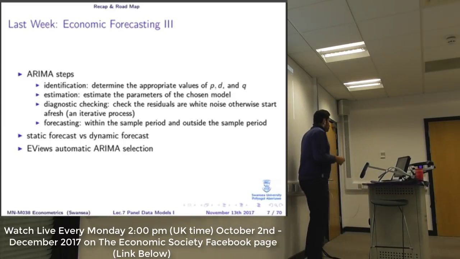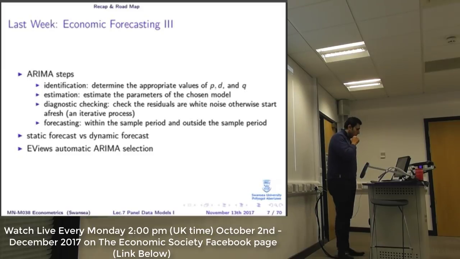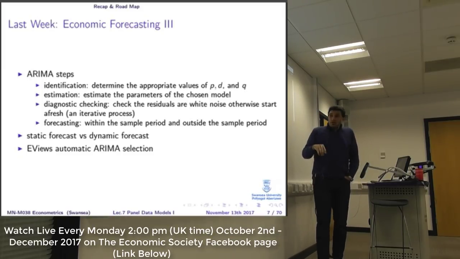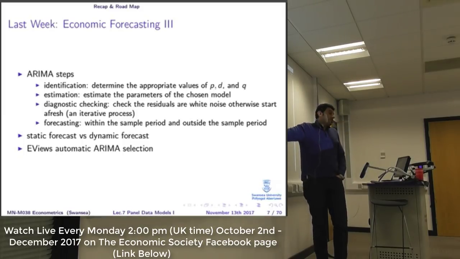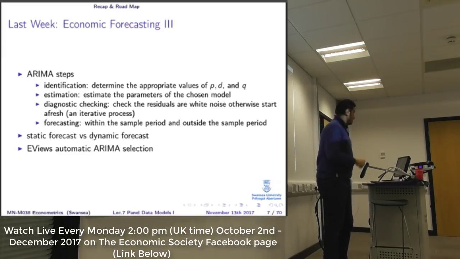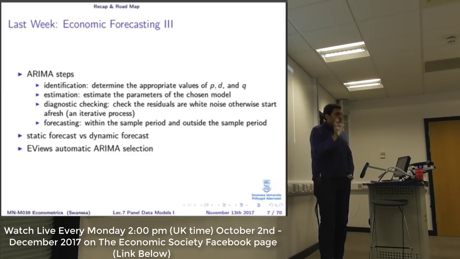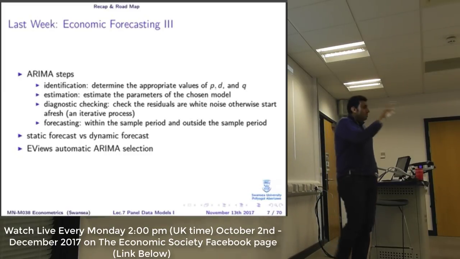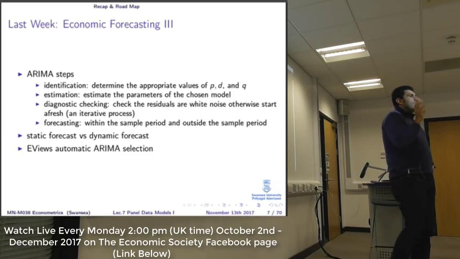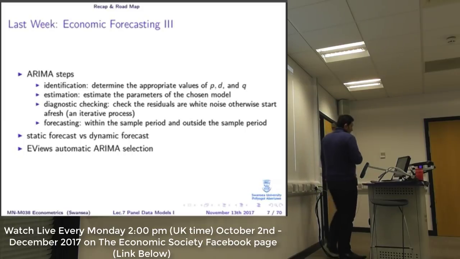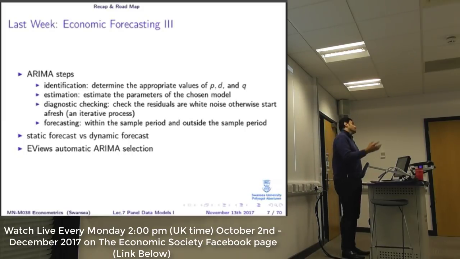When you do the forecasting, you do it within the sample period and outside the sample period as well. We also compared the static forecast with the dynamic forecast, and we explained how eViews made that easy for us with the automatic ARIMA selection, where it evaluates a large number of models and, based on the information criteria, tells you which one is the best model and why. You could use that to help in choosing a good model.